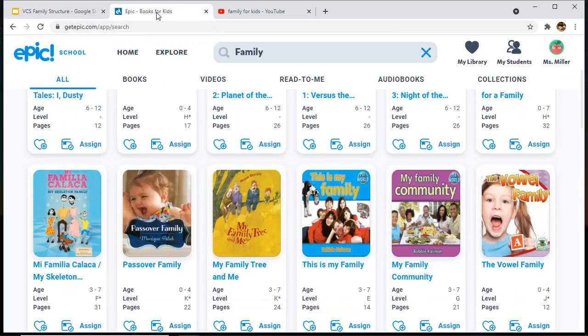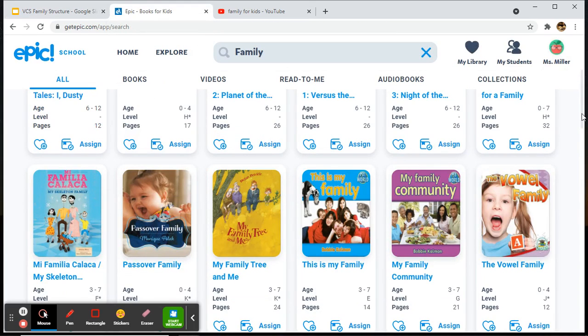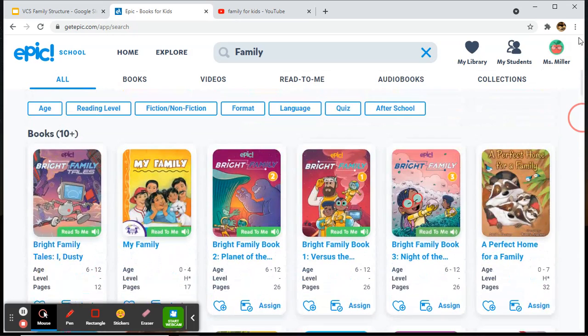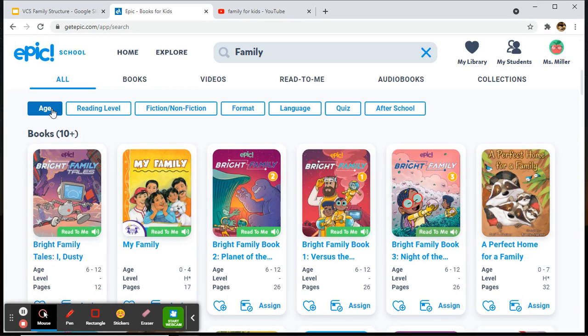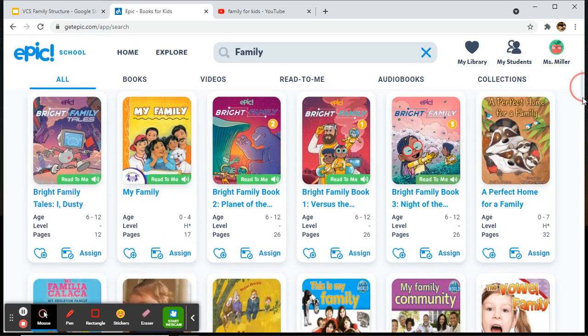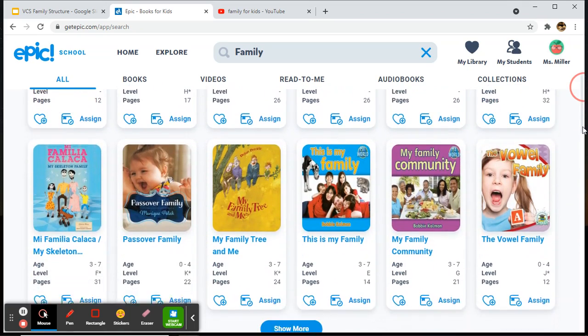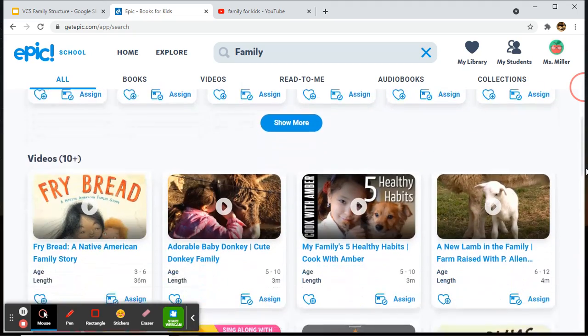But perhaps you would like to take a look at the website and pick a book of your choice. So again, you would search for family. You can sort or refine by age, reading level, fiction, nonfiction, format, language, quiz, and after school. So again, you would look through the stories and find the story that best meets the needs of your learners.